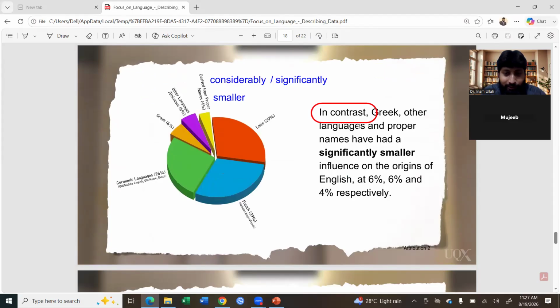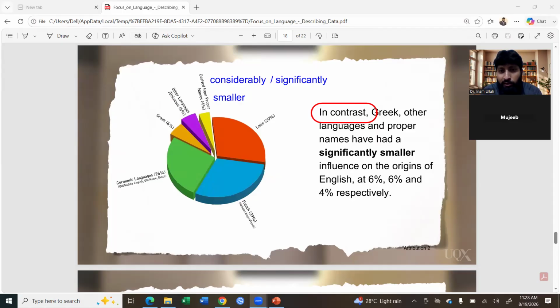Okay, can you read this sentence, this paragraph? "In contrast, Greek, other languages, and proper names have had a significantly smaller influence on the origin of English at 6% and 4% respectively." Respectively means the way these names are mentioned, right? 6%, 6%, and 4%.